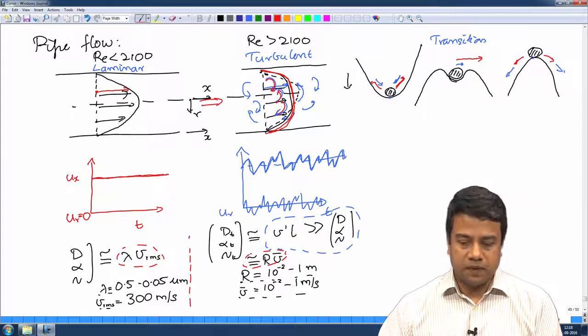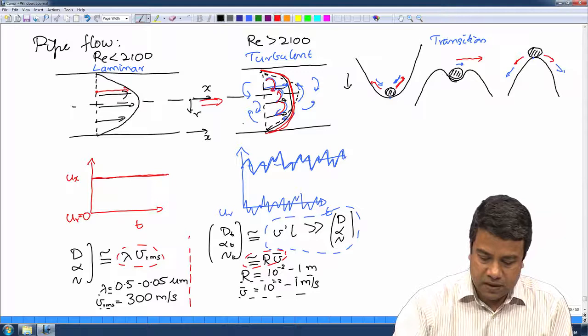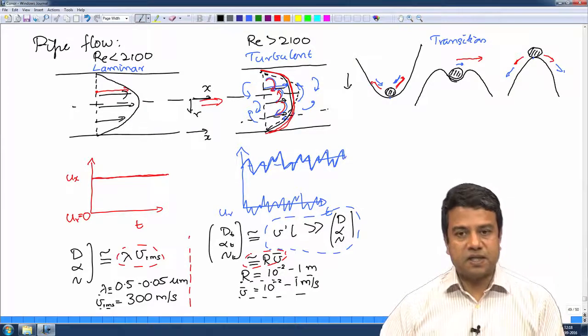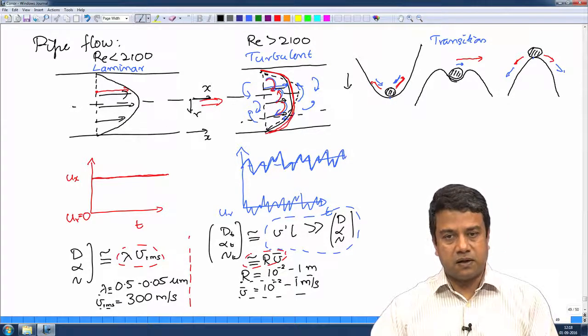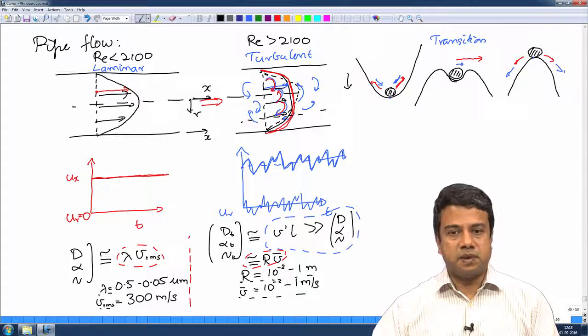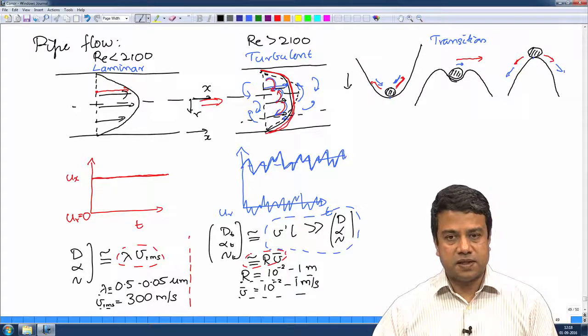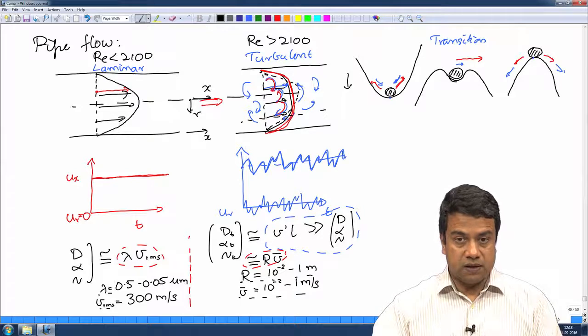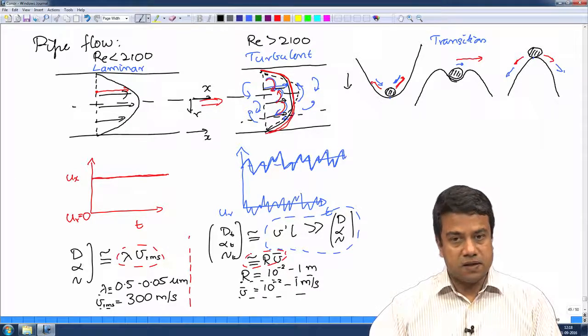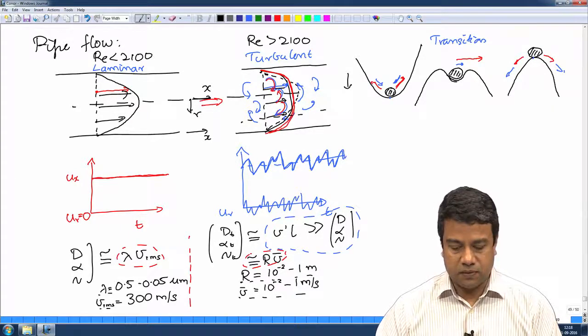What that means is that if I go a small distance away from the wall, the maximum length of the correlated turbulent fluctuation has to be equal to the distance from the wall itself, because you cannot have a correlated fluctuation over a larger distance. The velocity has to decrease to 0 at the wall.